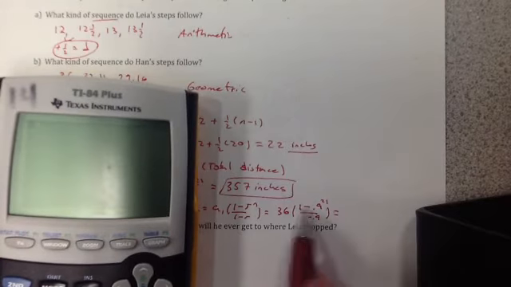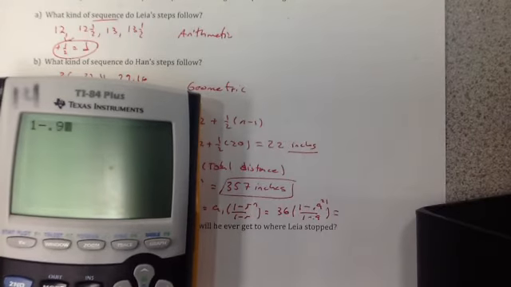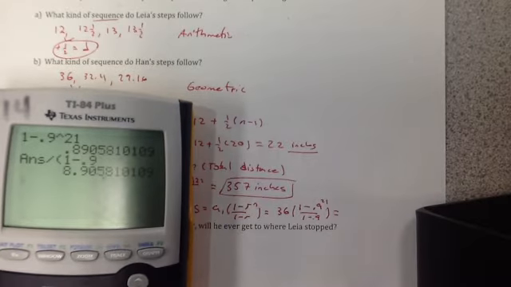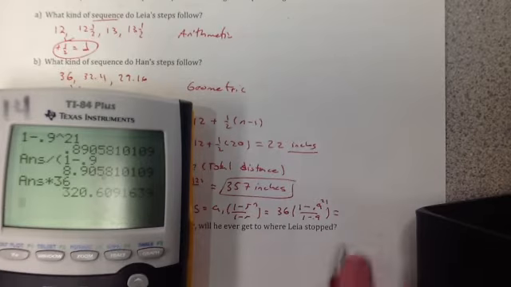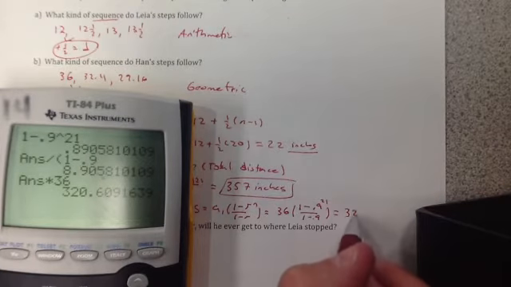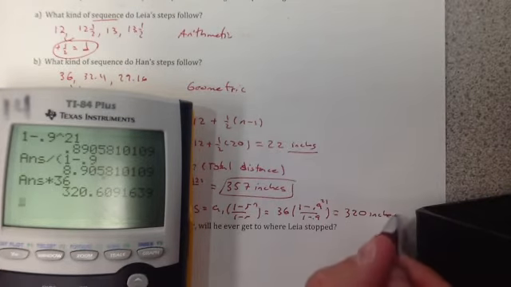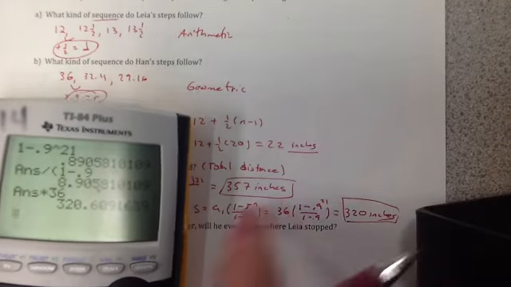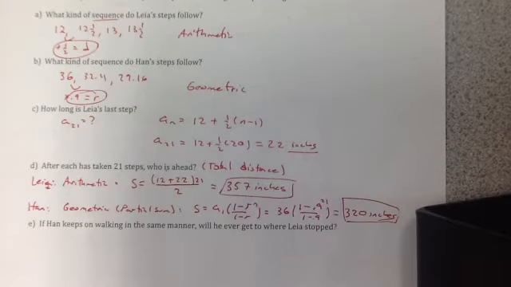And I'm going to type this in the calculator very slowly. Do the 1 minus 0.9 to the 21st. Divide that in parentheses, 1 minus 0.9. And I'm going to multiply that by 36. So Han had traveled 320 inches in 21 steps. So almost caught up with her. And that's what the next question is.